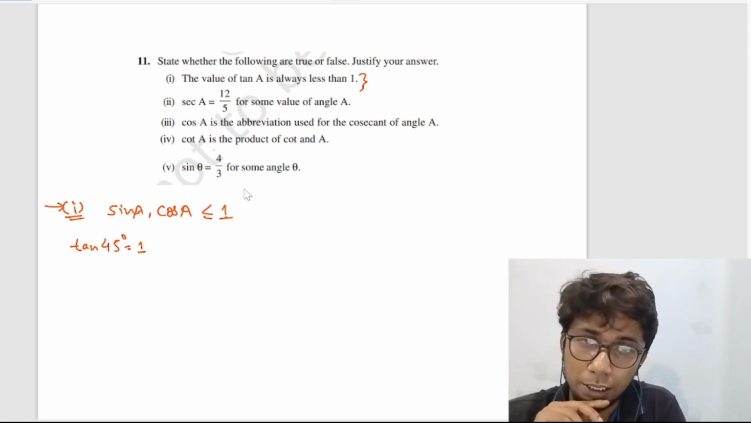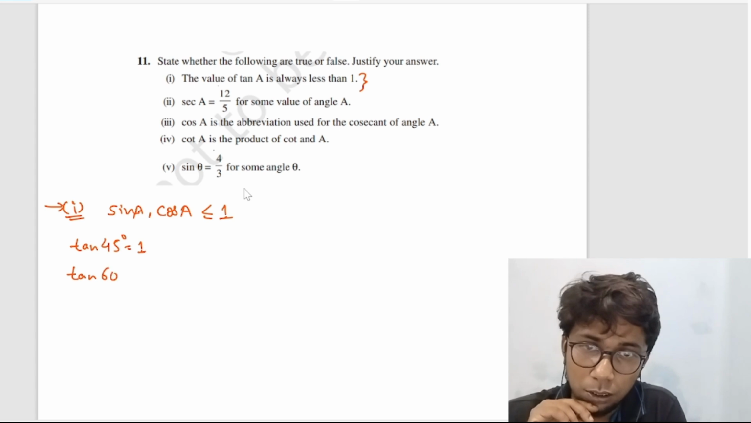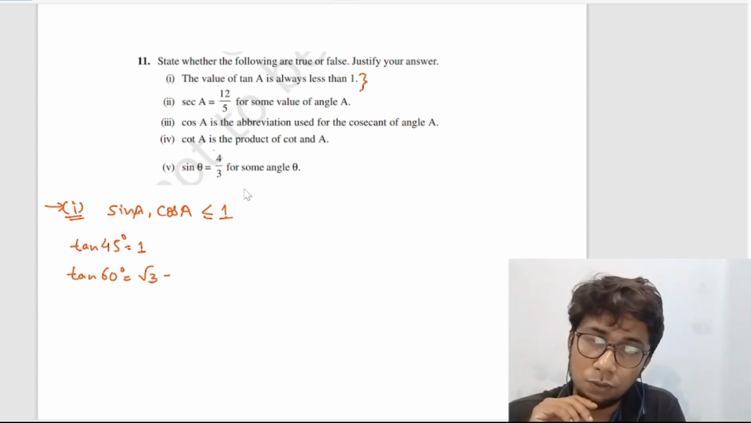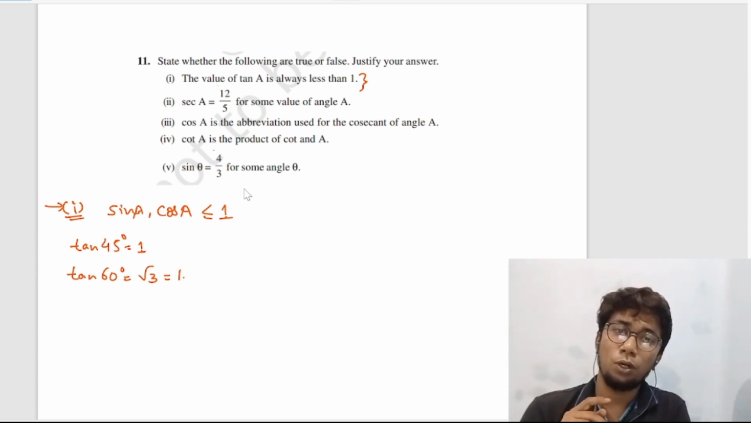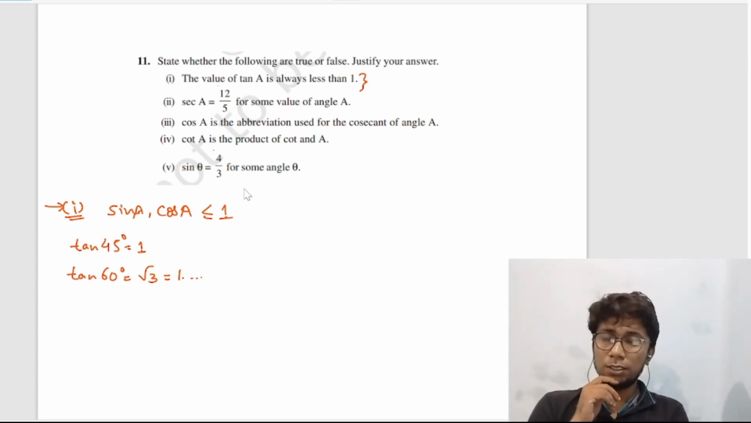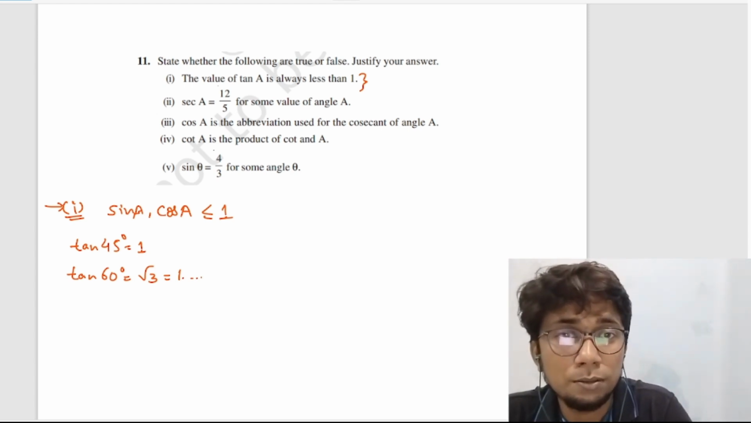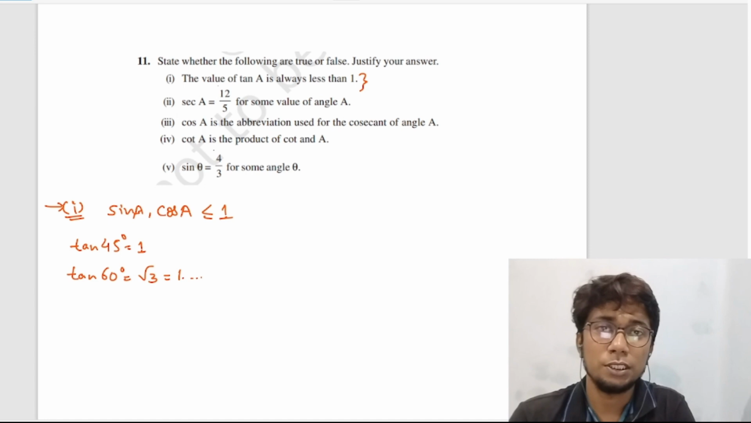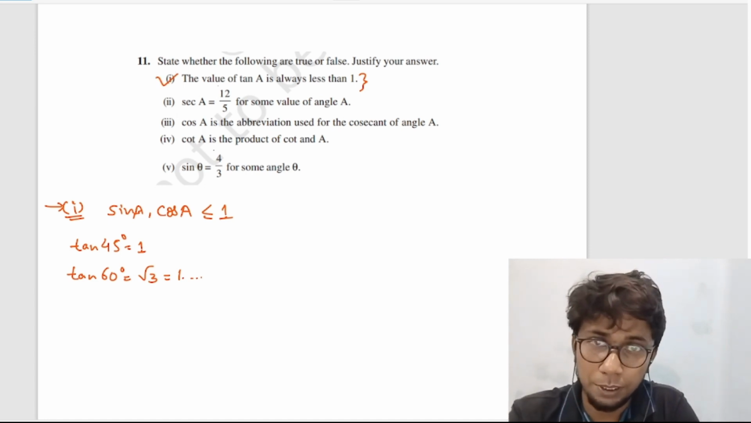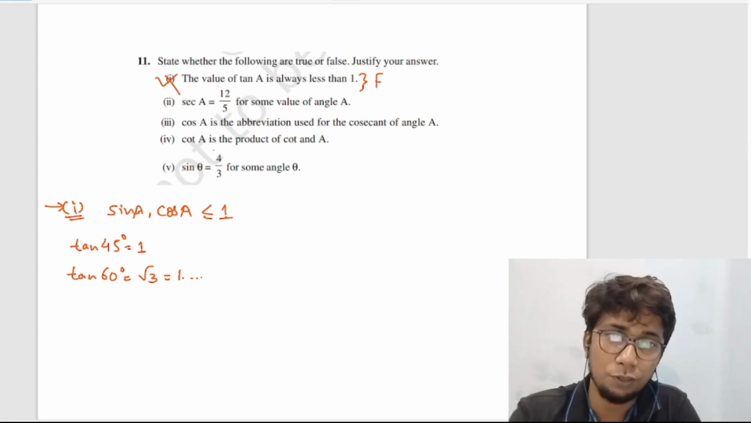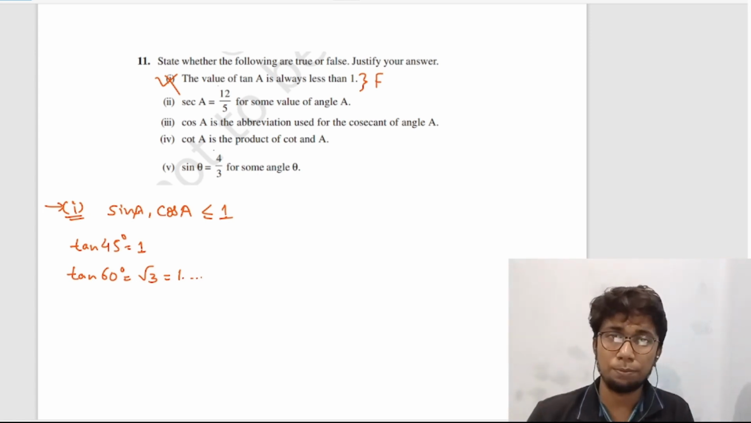Always less than 1, right? And similarly, tan 60 is what? It is root 3. So this will be again 1 point something, right? So it is getting bigger than 1. That means this statement is false. This is not true, because we were able to find a counter example.